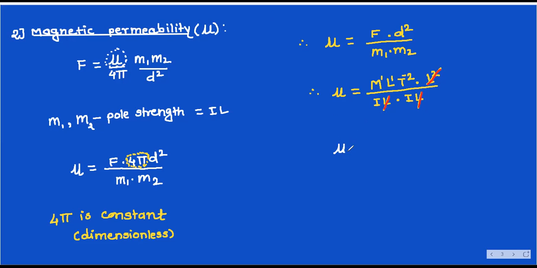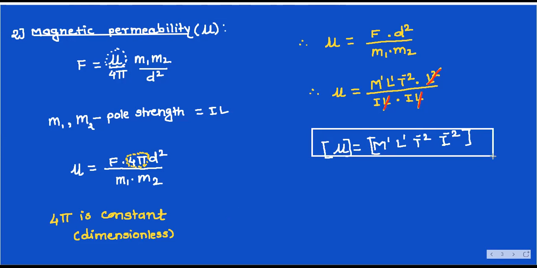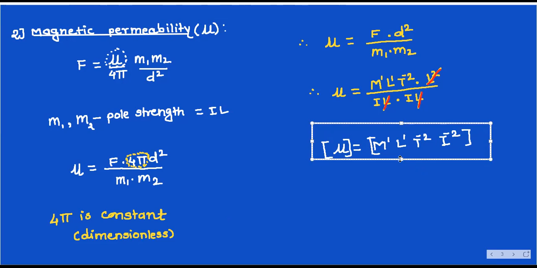You are getting like this: mu is equal to 1 in mass, 1 in length, minus 2 in time, and down is I square. So when it is going up, this will become again minus 2. So the dimensions of this permeability are what? 1 in mass, 1 in length, minus 2 in time, and minus 2 in current. Okay, this is the dimensions of permeability, right?